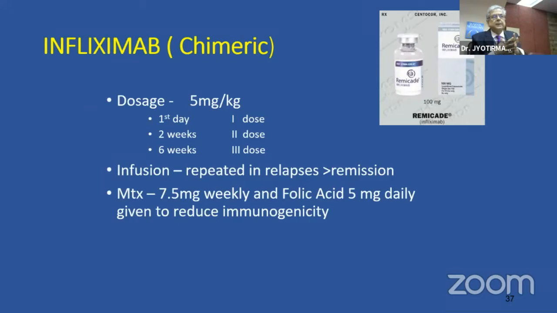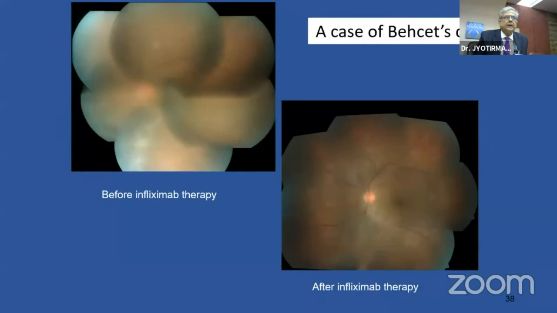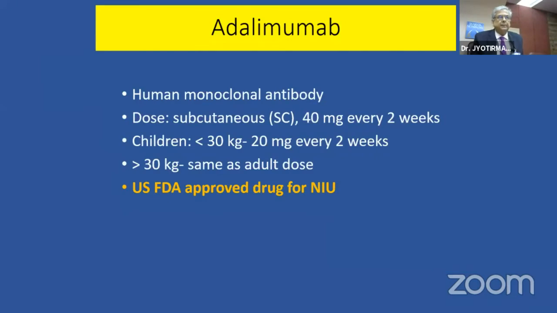And one needs to give methotrexate because it has immunogenicity, as well as folic acid. Infusion is repeated in relapses and remissions. So this is a case of Behçet's disease that responded very nicely to infliximab therapy and got complete resolution of inflammation.